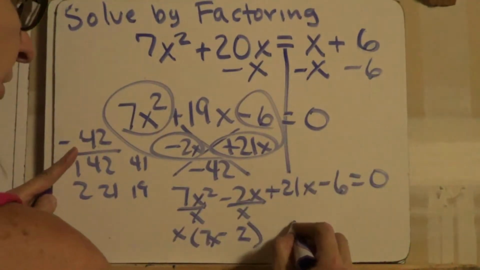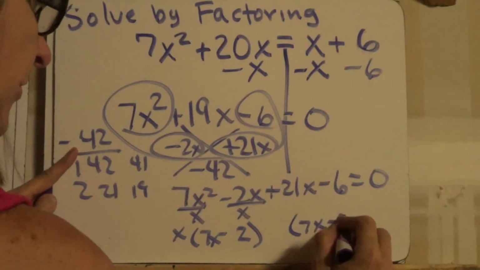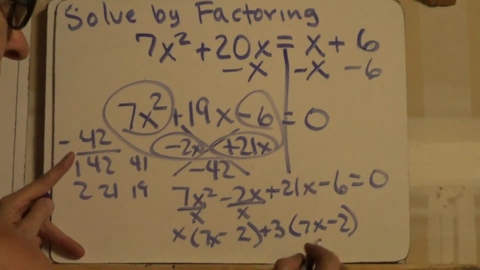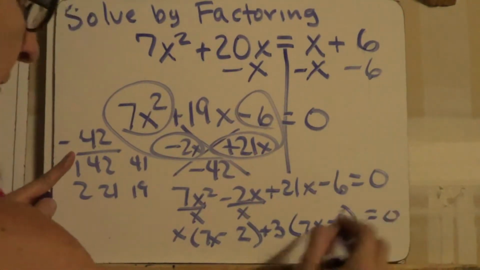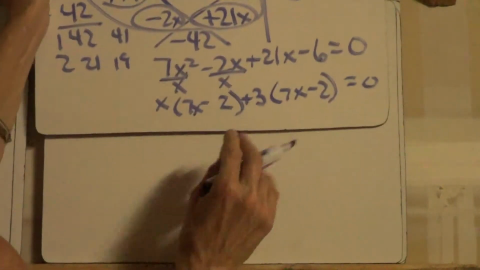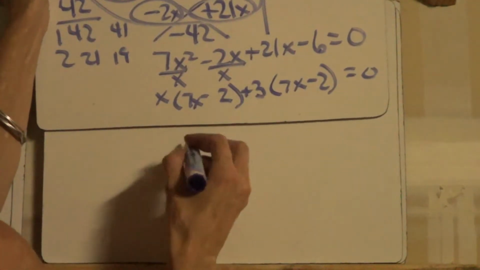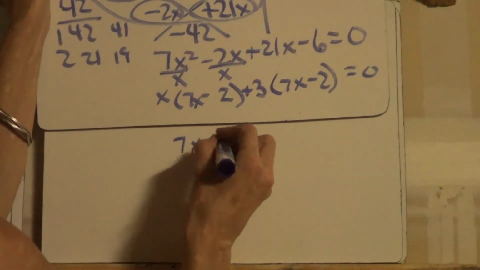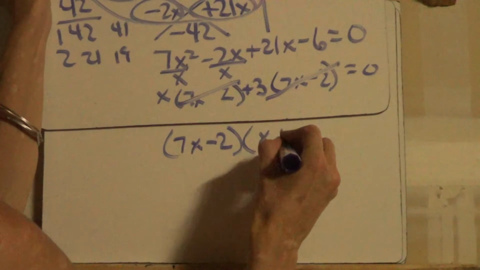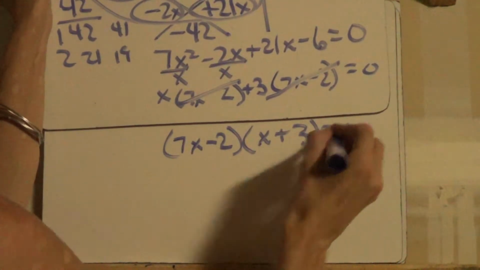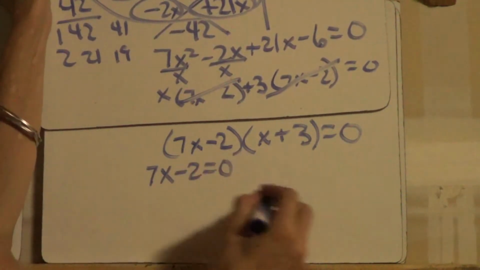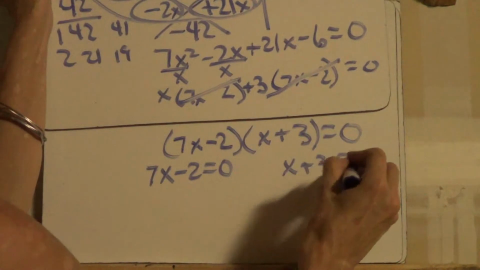Repeat this. 7x minus 2. What times 7x will give us 21x plus 3? It's still equal to 0. So now we say 7x is common, so we go 7x minus 2. Wipe that out there. We have x plus 3 equals 0. Now we need to set each of these to 0. 7x minus 2 equals 0, and x plus 3 equals 0.